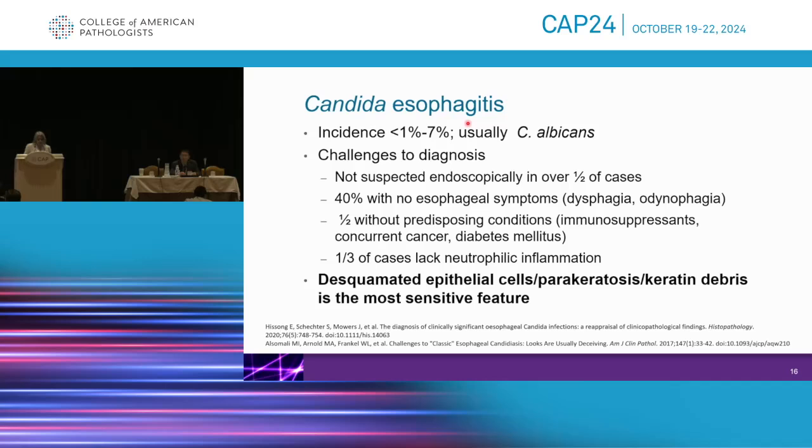And there's a number of other challenges that are really relevant for us. So they may not be suspected endoscopically in over half of cases. There are about 40% of patients who display no esophageal symptoms that we classically think of being associated with this, and half really lack any predisposing conditions that you might associate with this, such as immunosuppression, concurrent cancer, or diabetes. And so these are all challenges if you're relying on these.